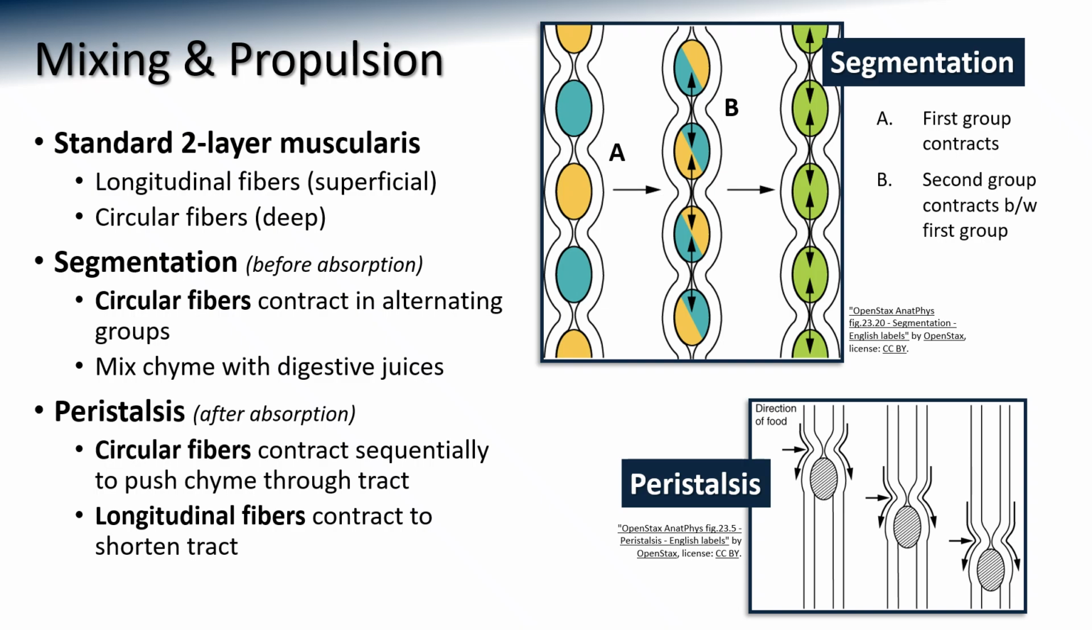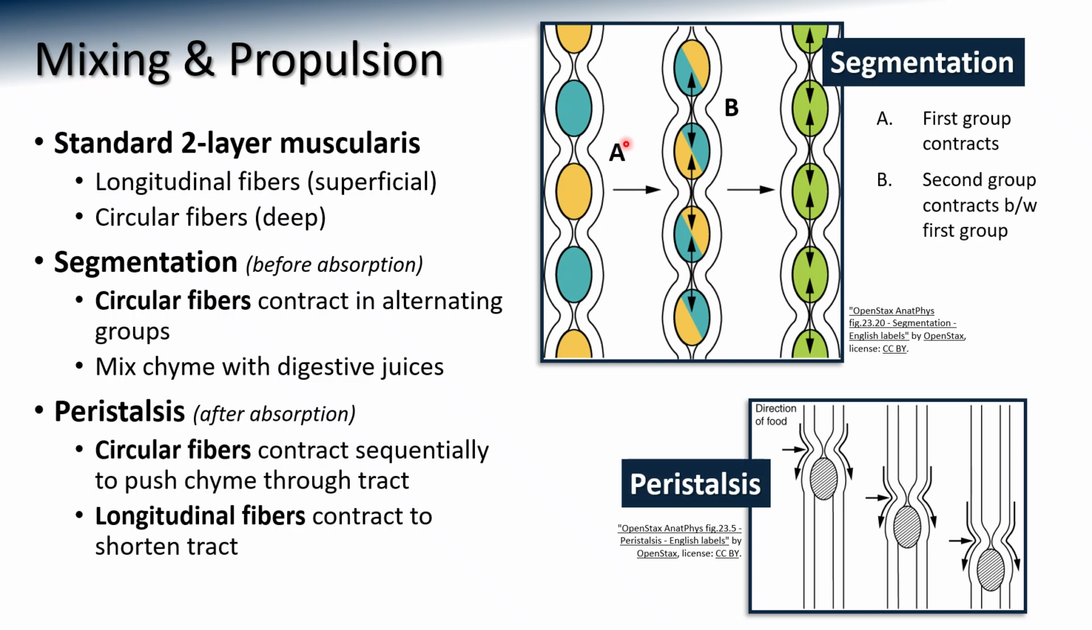So firstly, just like we saw with the stomach churning, we have a motion whose entire purpose is to shake up the contents of the small intestine and to mix them around. This is called segmentation, and it consists of circular fibers contracting in alternating groups.